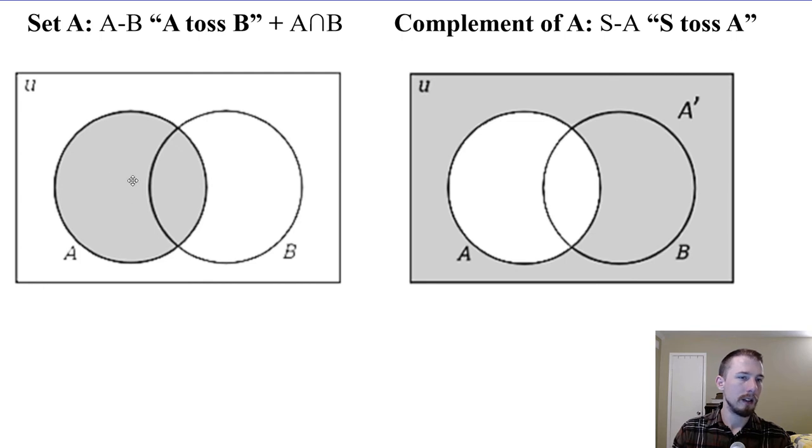The set A is defined as A minus B, which is just the portion of A, like the disjoint one.